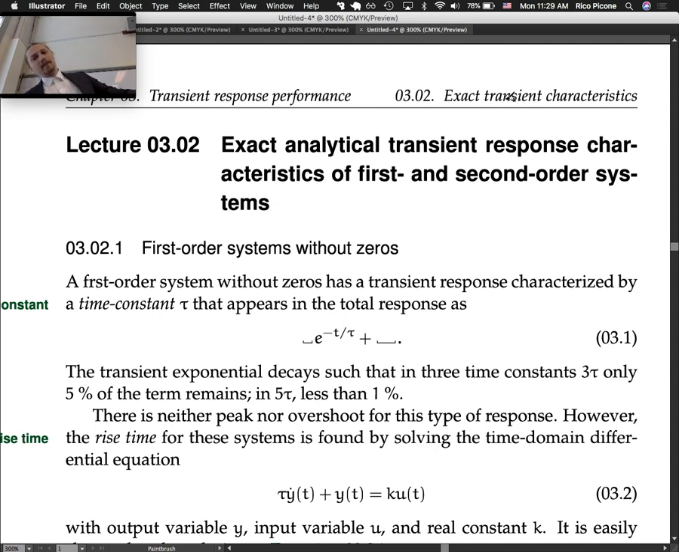Okay. First order systems without zeros. It's like the really nice. Oh man, look at this. I like this. I feel like FRST for first. It's like my thing now.